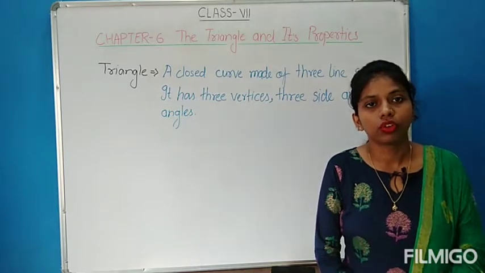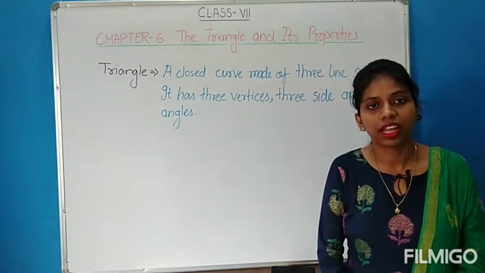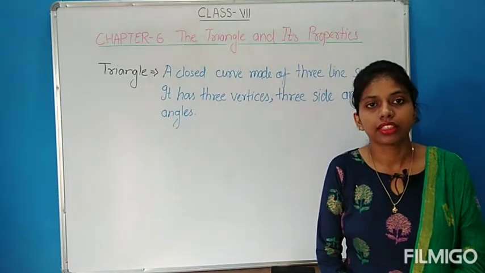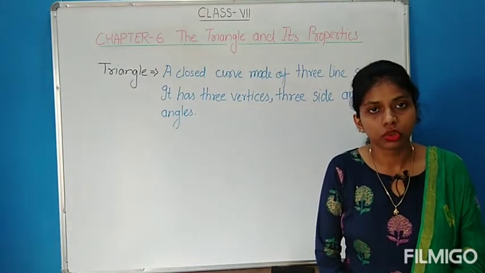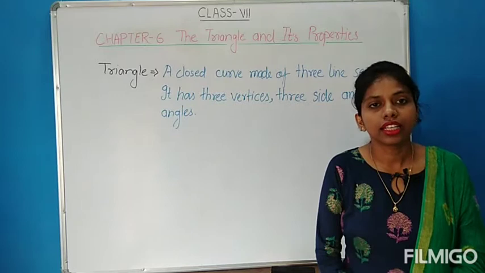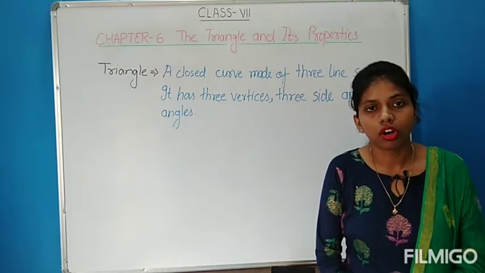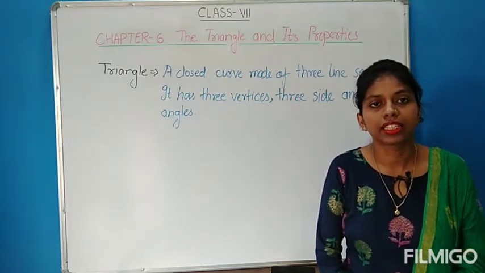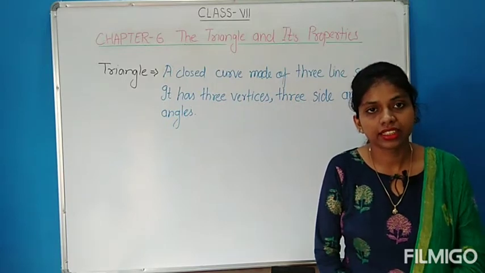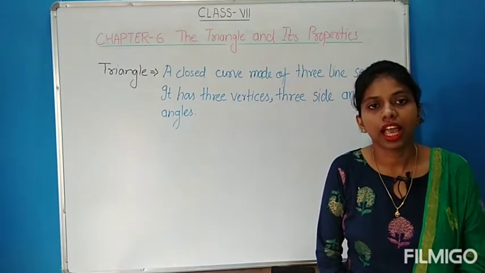In this video we are going to discuss chapter 6 of class 7, that is Triangle and its Properties. Let's introduce what a triangle is. A triangle is a closed curve or a closed figure made by 3 line segments. It has 3 sides, 3 vertices and 3 angles.